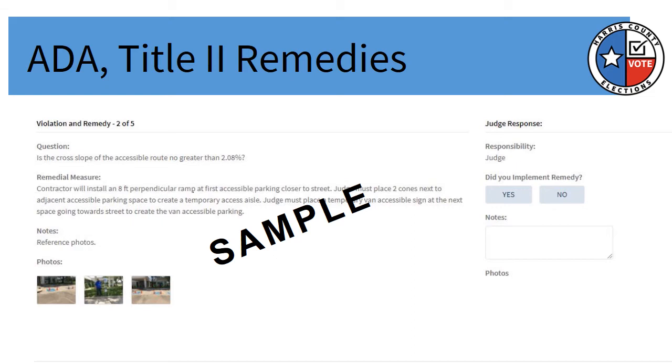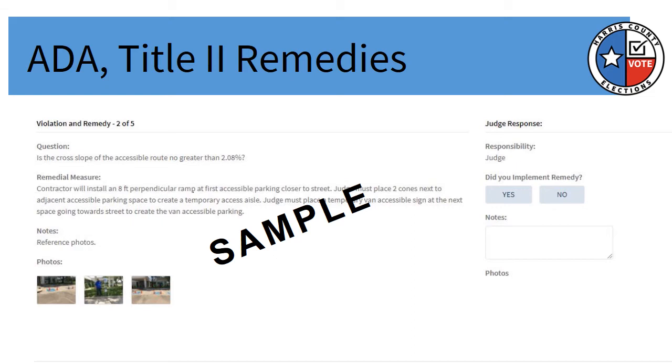The ADA checklist on your e-poll book will also include an aerial diagram to help you implement the temporary remedies by showing van accessible parking, accessible routes, and placement of temporary remedies. The diagram also includes a legend showing what each symbol means. You must follow the diagram.